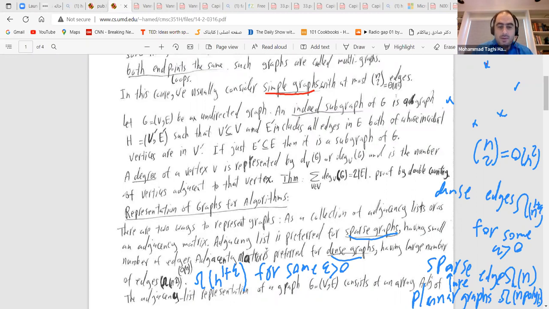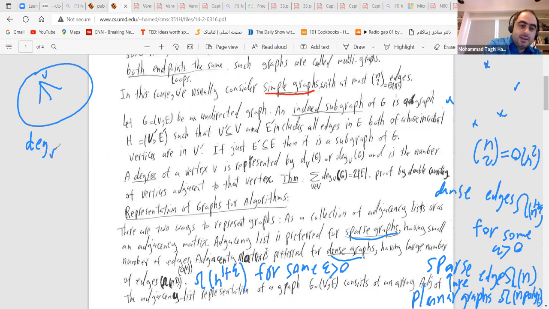Good. And now, another important thing. What is the degree of a vertex? If you have a graph and a vertex v, the degree of this vertex is denoted deg of v in a graph G. So the degree of v in G is the number of edges adjacent to this vertex. That is called the degree of vertex v.